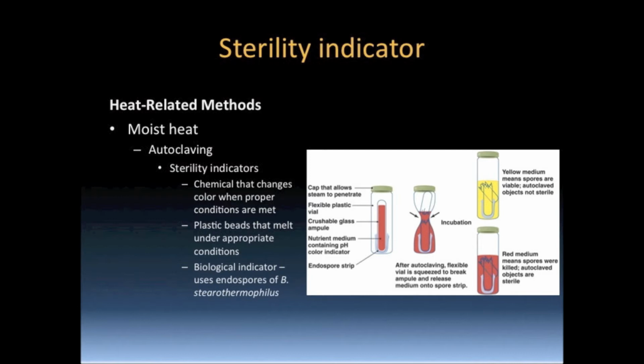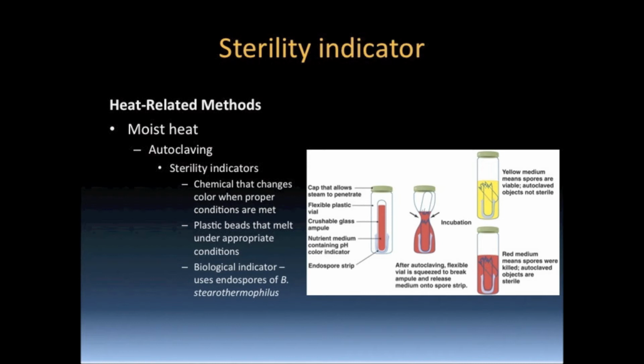In the medical setting, biological indicators are used. A biological indicator consists of a flexible plastic vial that contains a strip impregnated with Bacillus stereothermophilus and a glass ampule of nutrient media with a pH indicator. After autoclaving, the vial is squeezed to break the glass ampule containing the nutrient medium.